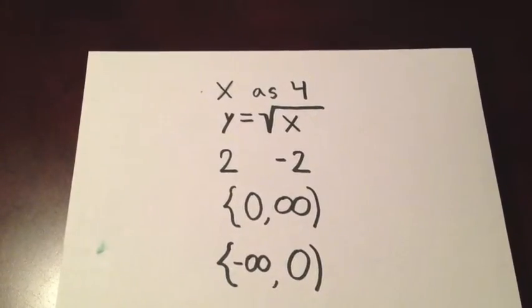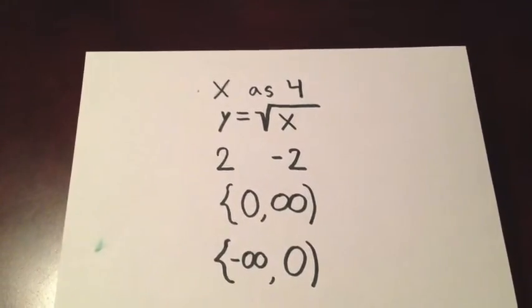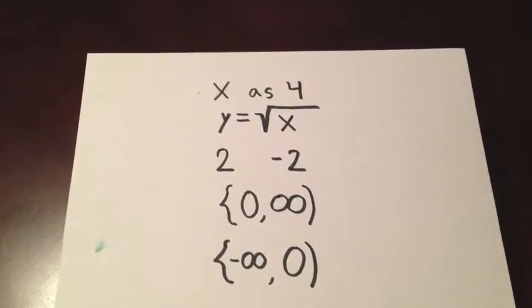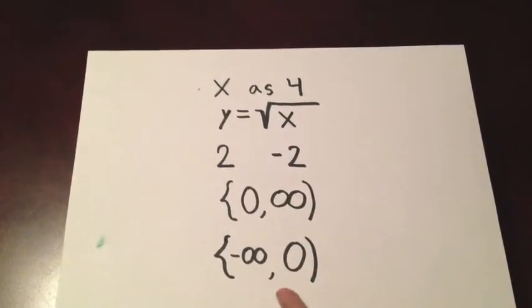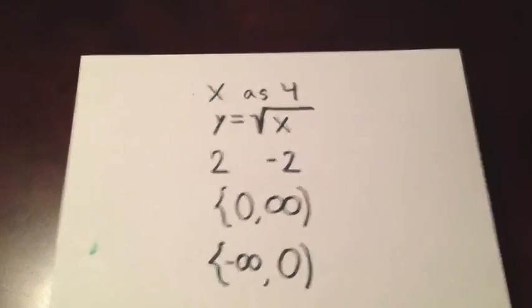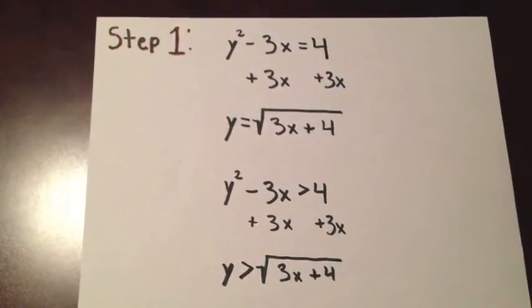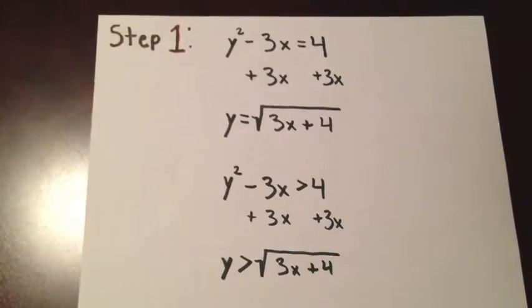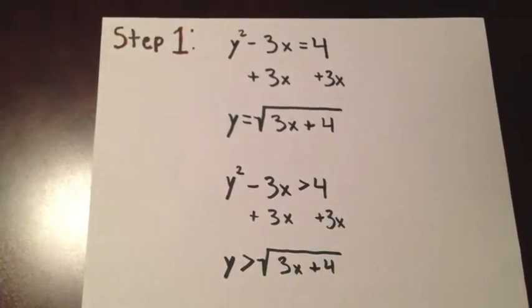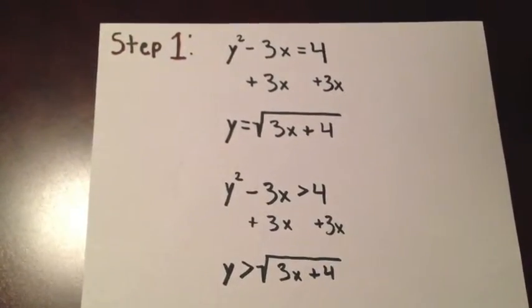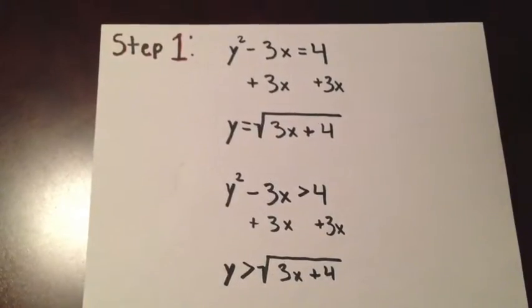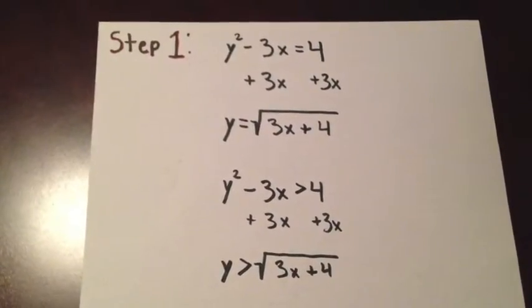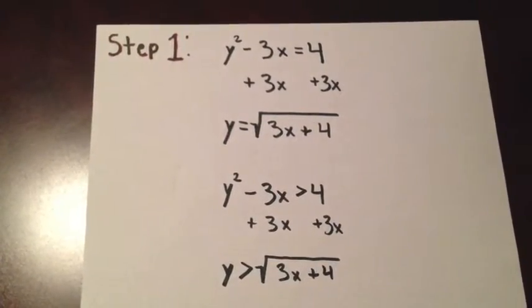The only exception occurs when there is a negative coefficient in front of the square root, in which case the range becomes negative infinity, 0. Step number 1. First you must isolate the y variable. Given the square root function y squared minus 3x equals 4, you would add 3x to both sides and then take the square root of both sides, getting y equals the square root of 3x plus 4.